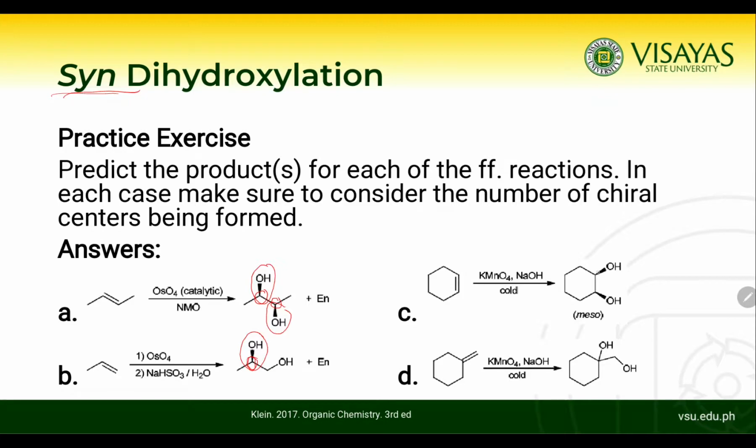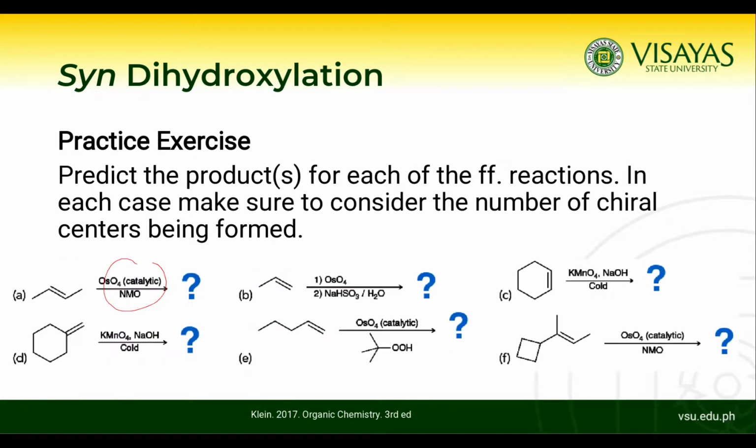Letter C, we have the two carbons here which are chiral centers. So we have to show that the two hydroxyls are both wedge or both broken line, no? Letter D, both of these carbons are not chiral centers, so that is why we do not show whether wedge or broken line. Is it? That's correct.